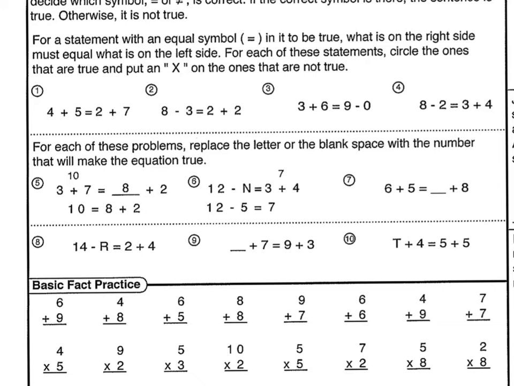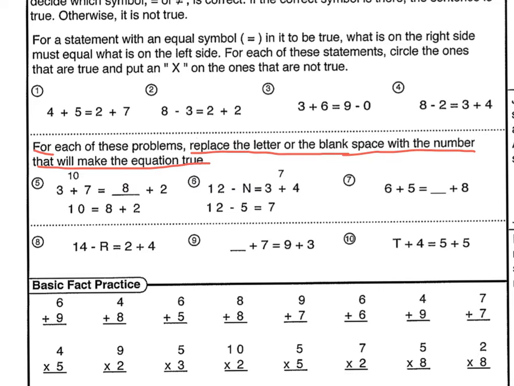All right, moving right along to number 5, and here's the directions for 5. For each of these problems, replace the letter or the blank space with a number that will make the equation true. All right, so here's how we're going to do these. These can really fake some kids out because they think that the equal sign means the answer is, and they just look at where that blank is, and they just automatically pop a number in there.